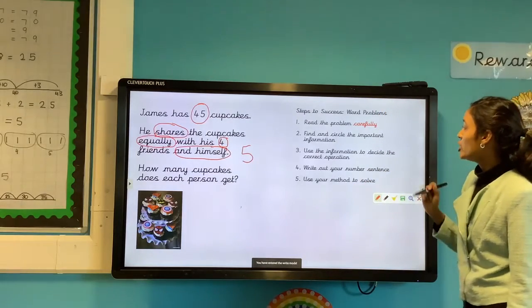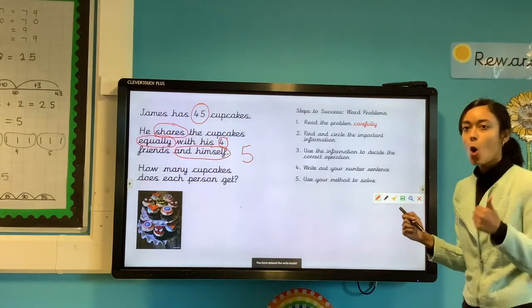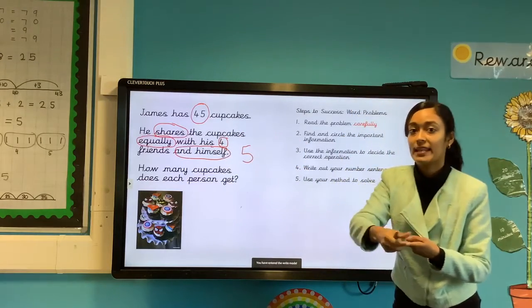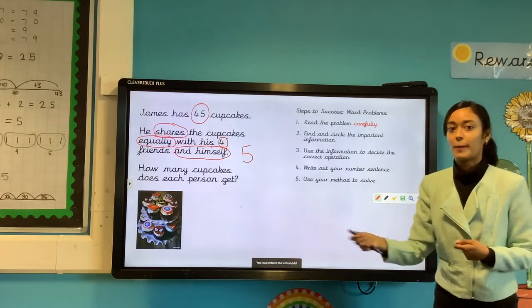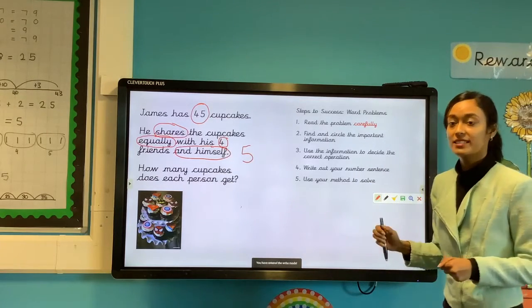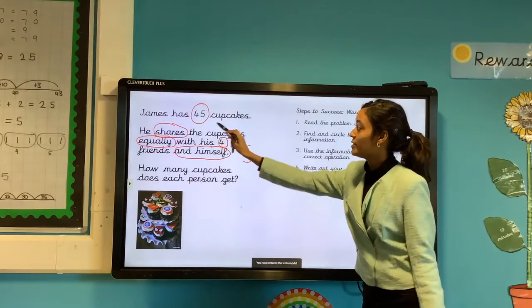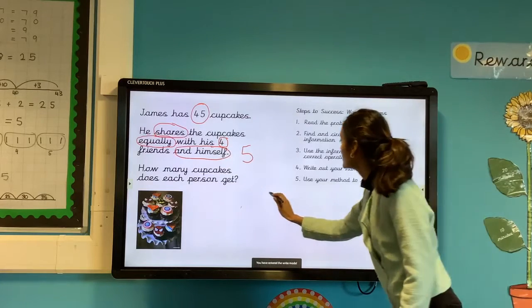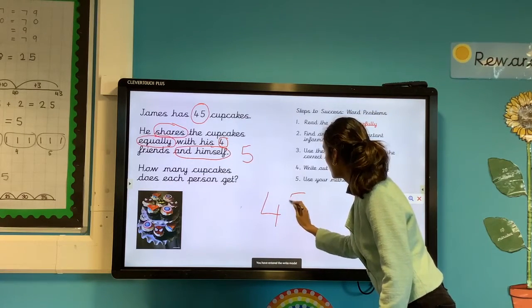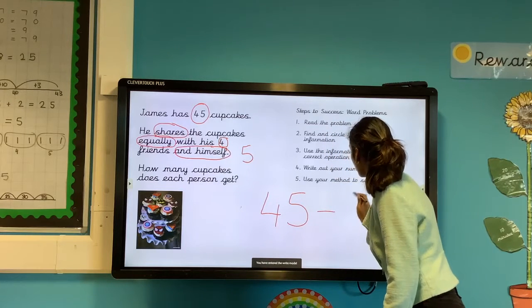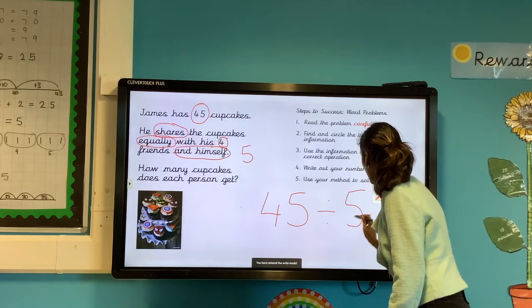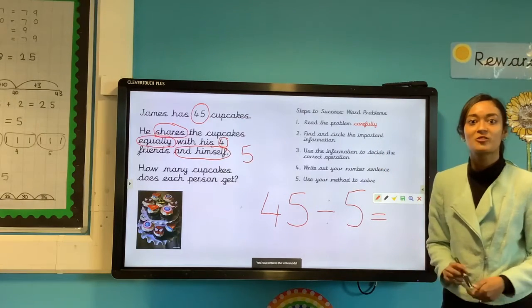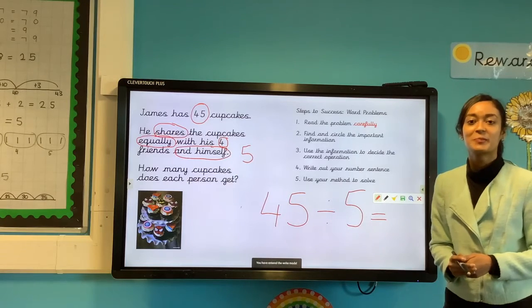So step 3, using the information, are we going to be multiplying or dividing if we've got the words sharing equally? What are we doing? We're dividing, amazing. So we are going to be doing 45 divided by 5. So step 4, write out our number sentence. 45 divided by 5. Okay? And using your division method, I'd like to pause the video and have a go at solving this number sentence and then come back to me.